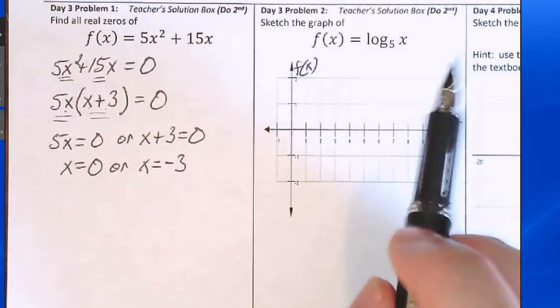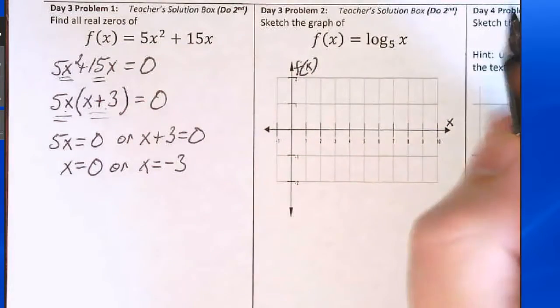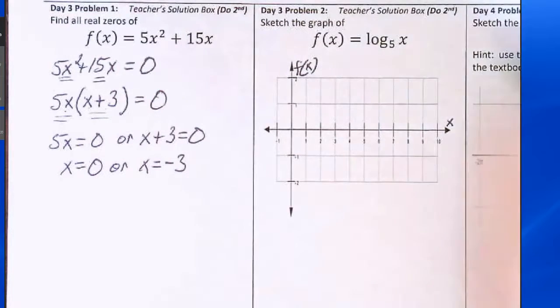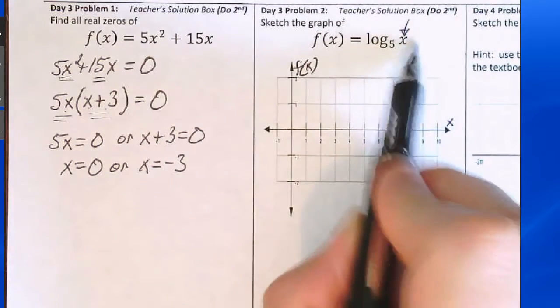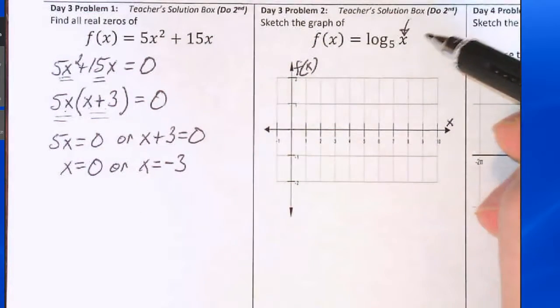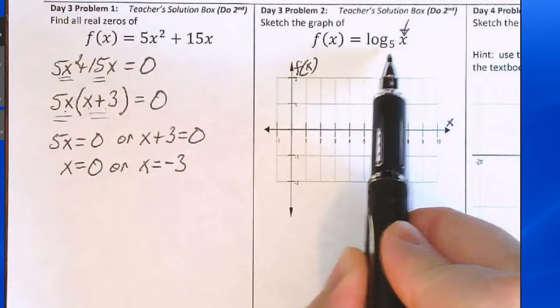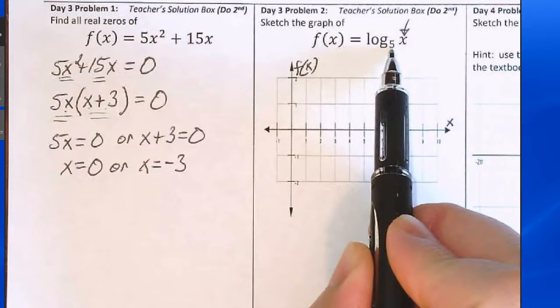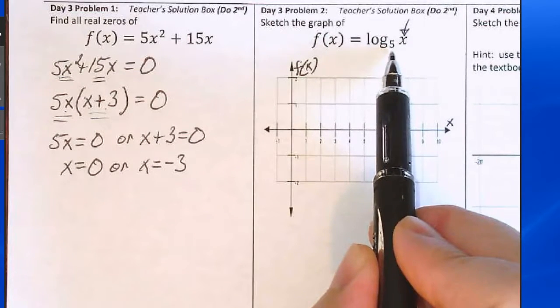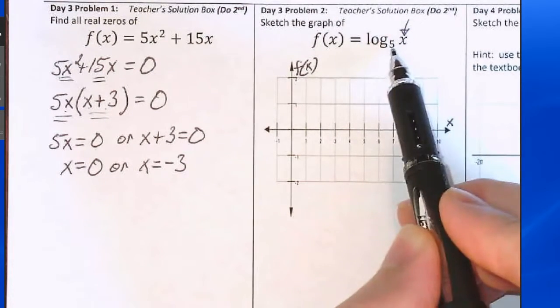Logs are related to exponents, and you find the values of logs by asking yourself what exponent is needed to create a particular number. So let's substitute numbers for x and then evaluate the log to find the corresponding f value. One number that's a good one to try for x is 1, because when we take the base 5, we can ask ourselves the question, 5 to what power makes 1? And the answer is 0. 5 to the 0 power is 1. So when x is 1, the function value turns out to be 0.